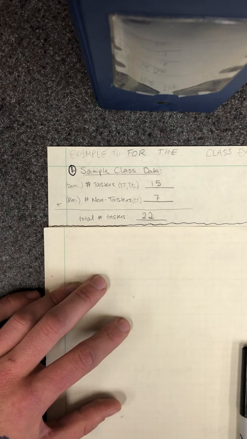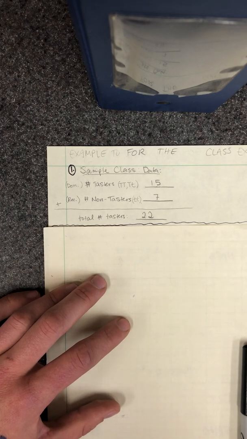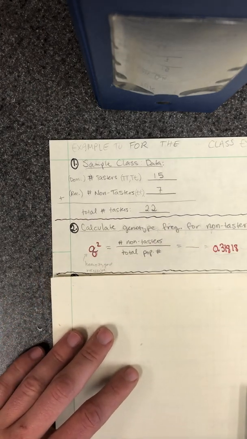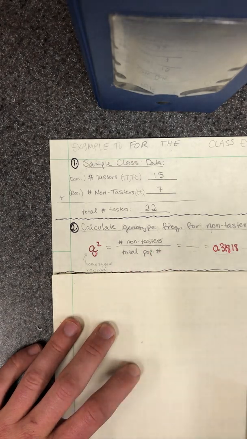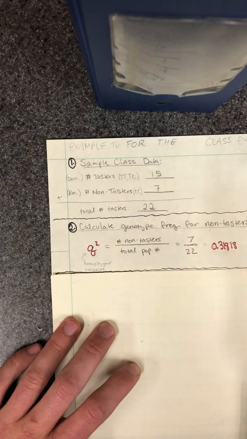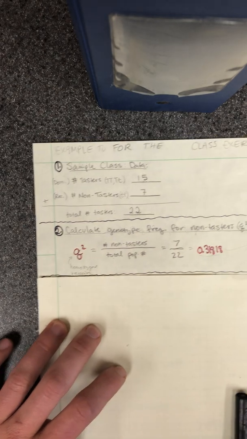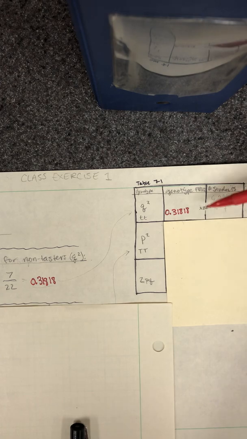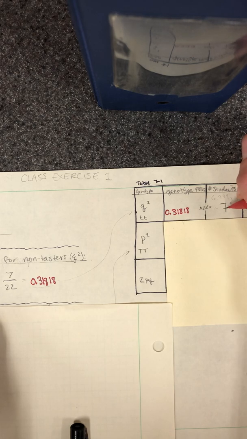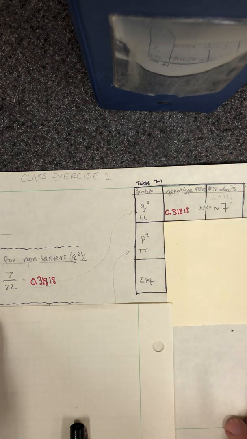So now we can solve for Q squared, so we can also get the genotype frequencies for the recessive, the heterozygote, and the homozygote dominant. To solve for Q squared, we put the number of non-tasters over the total population number. So that's going to be 7 divided by 22, which equals 0.31818. So we can go ahead and add that into our table, and we know that the genotype frequency for that is about 31.8%. And if we multiply that by the total number of students, we can get the actual number of students that have that genotype, which is roughly about 7. When we multiply it out, we get 6.9999, so we can go ahead and round that up.